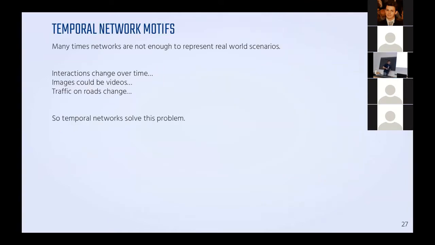Moreover, many times, networks are not enough to represent real-world scenarios. For instance, interactions can change over time. Images can be videos, or traffic on the roads changes depending on the hour and so on. So temporal networks solve this problem.